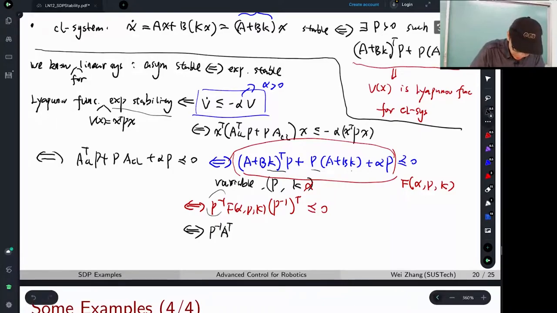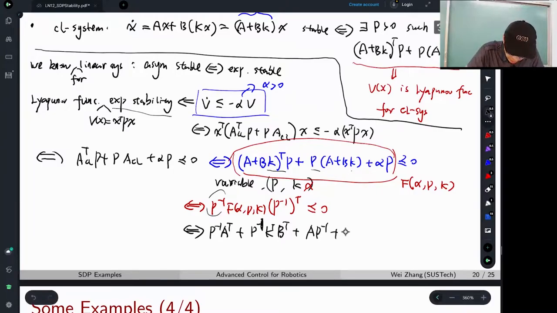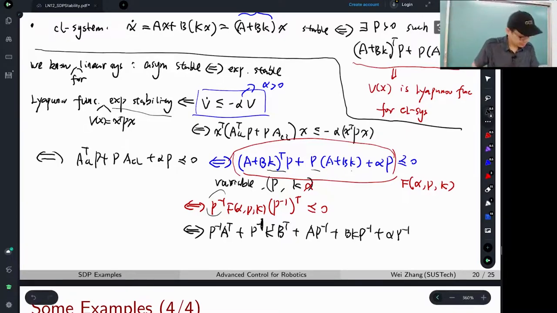Oh, sorry, transpose, right? Transpose going inside. Plus P inverse K transpose B transpose. Do you agree? The second term, P inverse times K transpose B transpose, because this P cancelled off. And plus P inverse times, this guy is gone, then you only have from the right A times P inverse plus BK times P inverse, right? And plus alpha P inverse. You have two P inverse, one P, so you have one P inverse left, less than or equal to zero, okay?